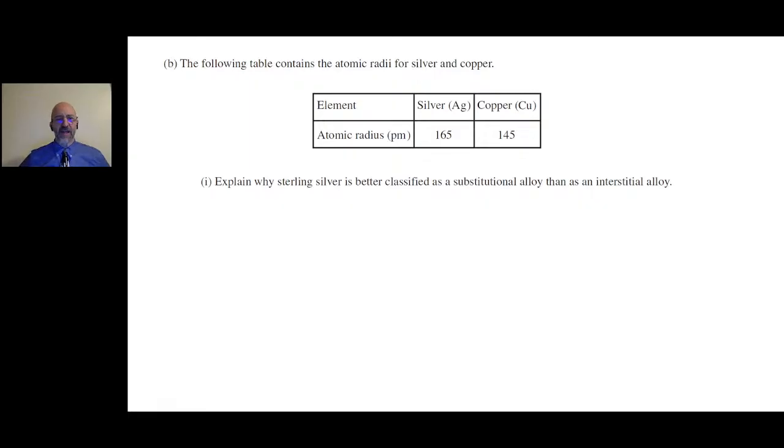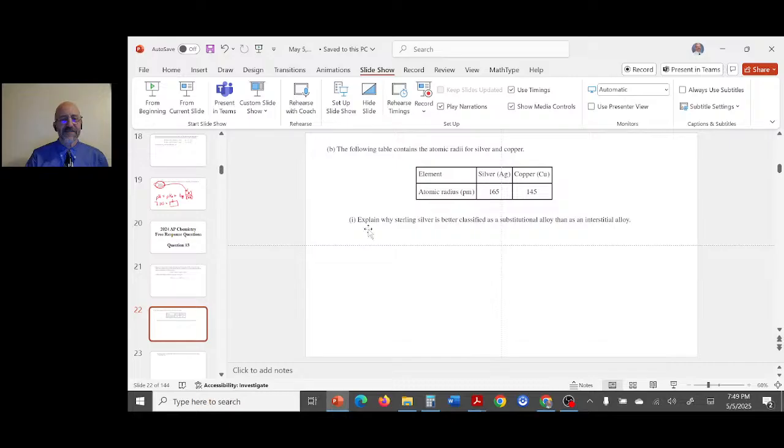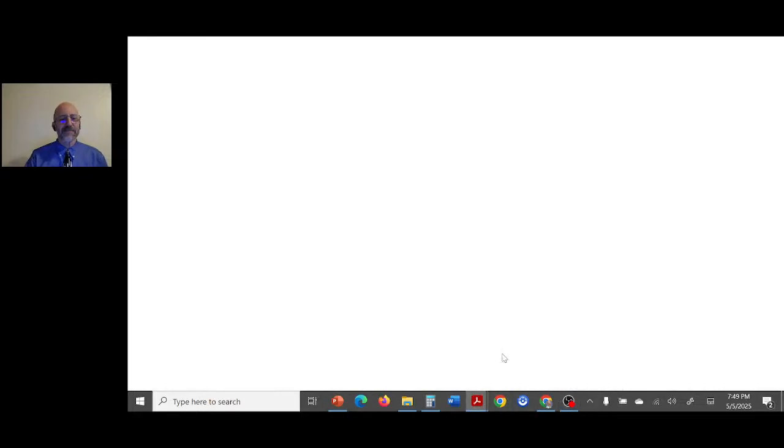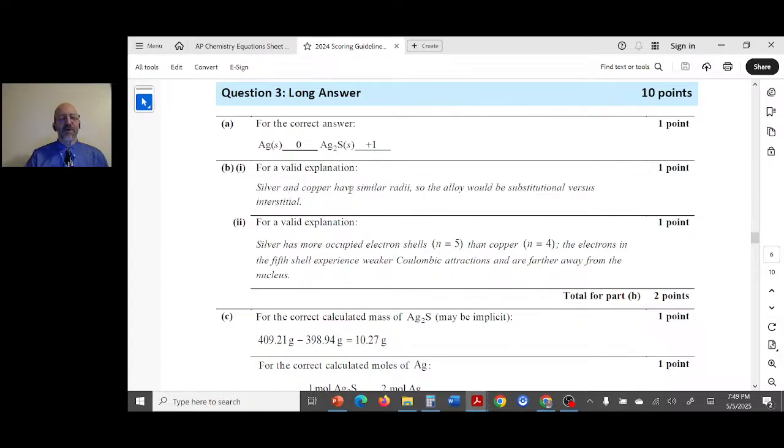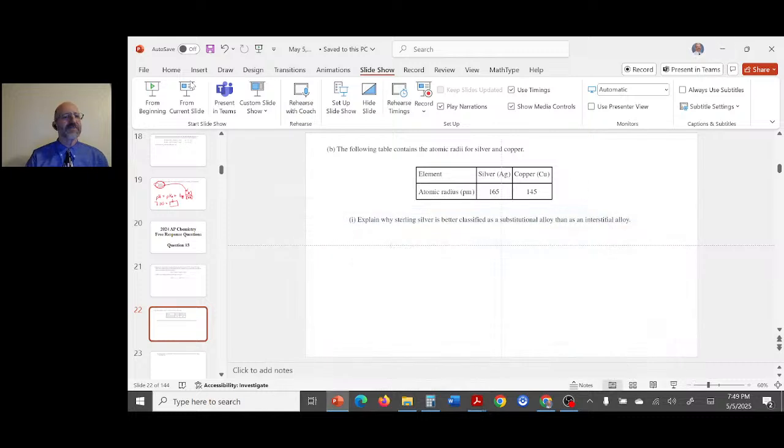If you look at this and say it's wrong, this is not a student claim. They're telling you it is better classified as a substitutional. So if your argument is, I think it should be interstitial, you can't fool me, College Board. No, this is intended to be a justification that's based on what they told you. So 165 and 145 must be close enough because they're telling us it is substitutional, and therefore the atomic radii are comparable in size. On the scoring guidelines, silver and copper have similar radii, so that's why it would be substitutional and not interstitial. Okay, next part.